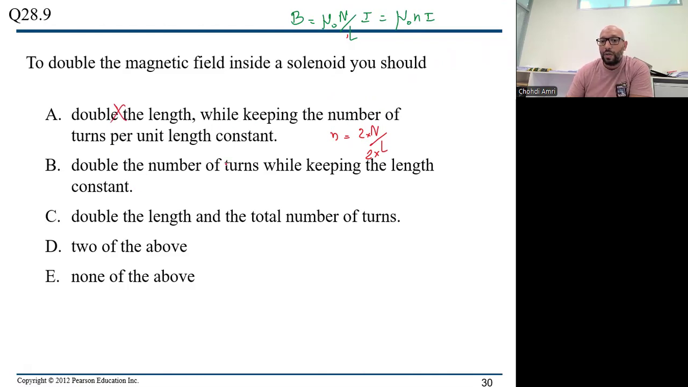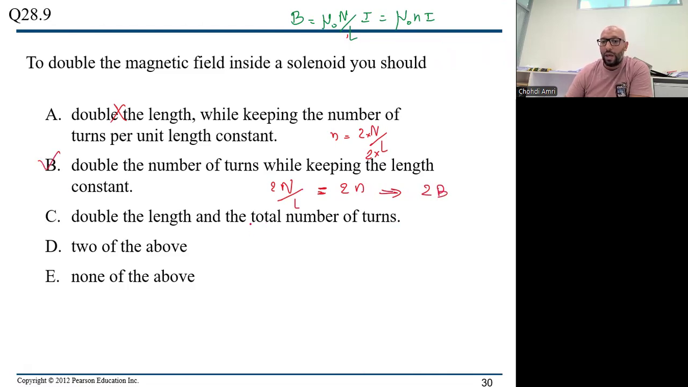Double the number of turns while keeping the length constant. Yes, if we double the number of turns and we keep L constant, that means we are doubling the number of turns per unit length. If we double the number of turns per unit length, that means we double the magnetic field. Okay, so this is true.